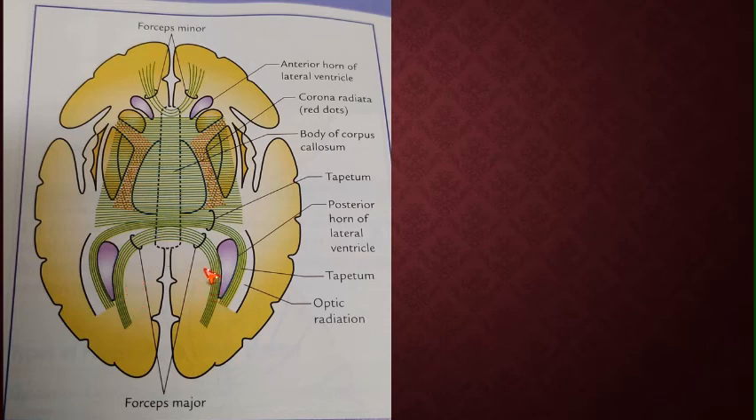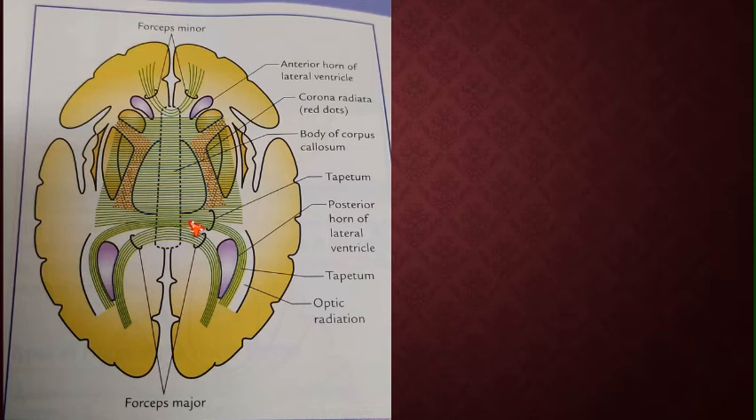Okay, forceps major fibers form a swelling in the upper part of the medial wall of the posterior horn of lateral ventricle called the bulb of the posterior horn. Then other fibers which we are calling the tapetum. So the tapetum is the thin lamina of white fibers. Here you can identify these fibers called the tapetum.